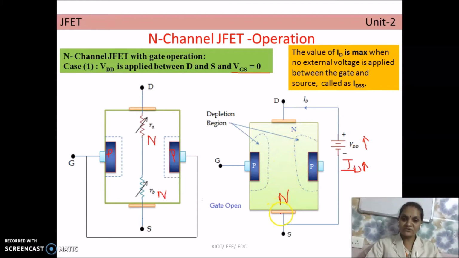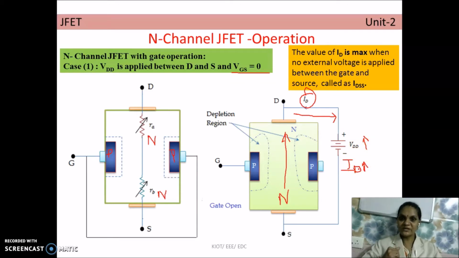More electrons are moving towards the channel from source to drain, which results in more drain current. The drain current is leaving the drain terminal in this direction. This direction of drain current is the conventional current direction. Normally in circuits we take only the holes direction, so here the holes direction is taken as opposite to the electrons direction. So if VDD increases, initially ID increases.